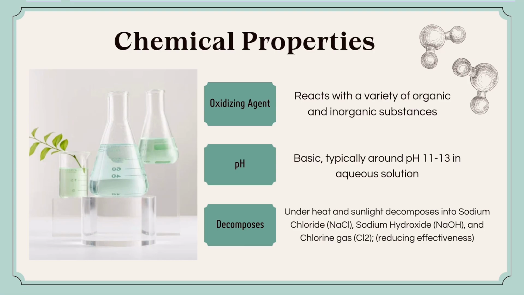However, sodium hypochlorite is unstable under heat and sunlight, so when it's exposed to these conditions, it can break down and decompose into sodium chloride, possibly sodium hydroxide, and chlorine gas. So this decomposition not only reduces the efficacy of sodium hypochlorite, but it can also create safety concerns, especially with the release of chlorine gas.